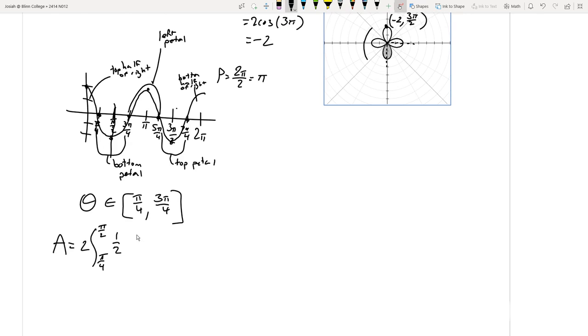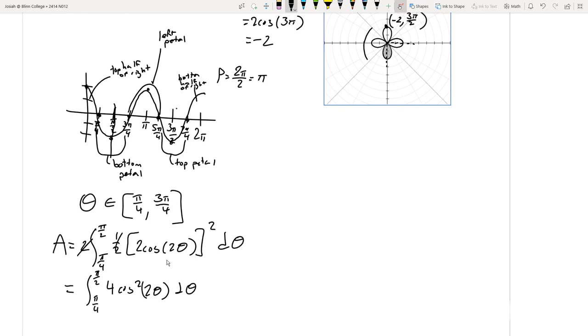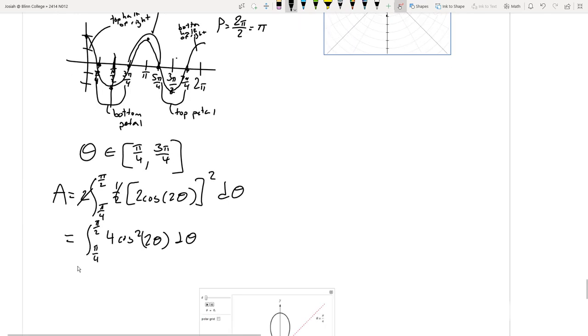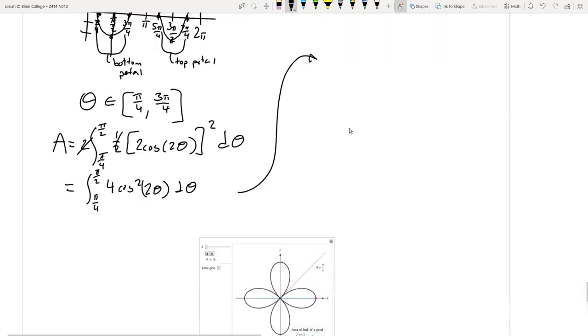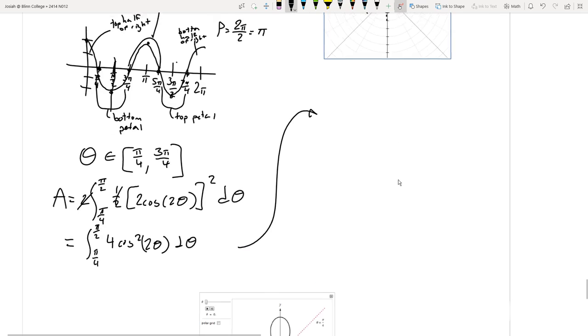And then we've got 1/2 times 2 cosine of 2 theta. That's our r. We'll square that. Oops, put that square in the right place. And so another nice thing that we see here is the 2 and the 1/2 will cancel. There we go. So we go from pi fourths to pi halves. We've got, let's see, 4 cosine squared of 2 theta d theta. And so we'll work this up here. I've got just a picture of the rose curve, but we've kind of taken care of that here.